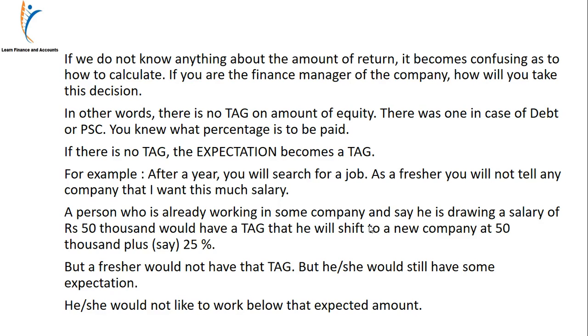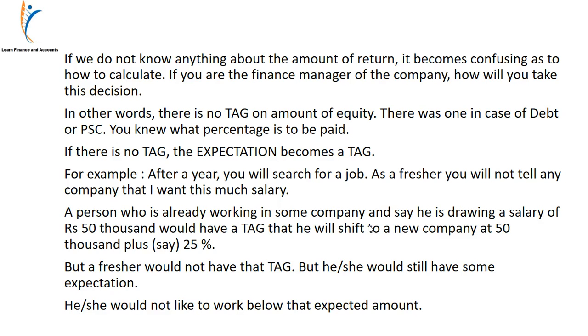Now, suppose there is another person who is also working for some other company. He also comes for the interview, and he is drawing a salary of 50,000 per month. Then that 50,000 per month is a tag. And now when this company says, okay, join our company, and the person says, okay, I will join, but I will want a 25% hike. 25% hike on what? On the 50,000 that he is getting. So the price tag is there, but a fresher will not have a tag.